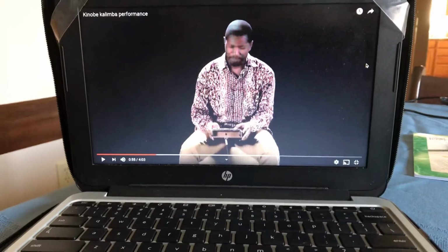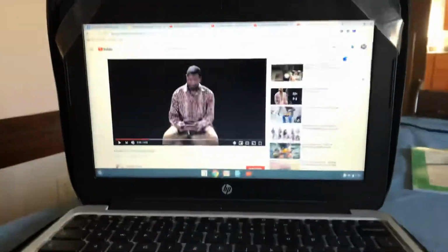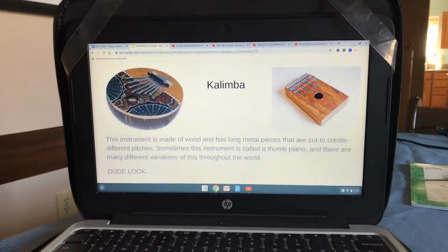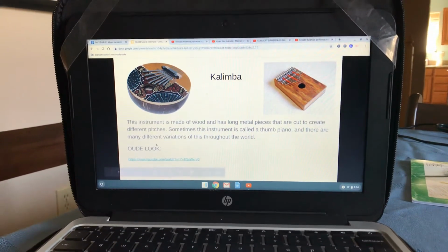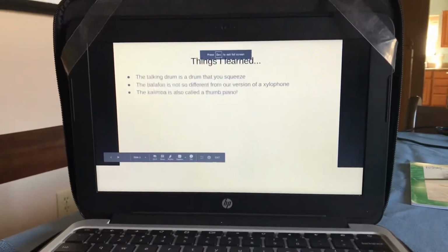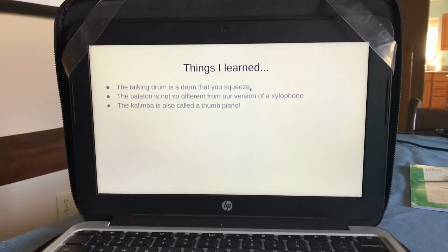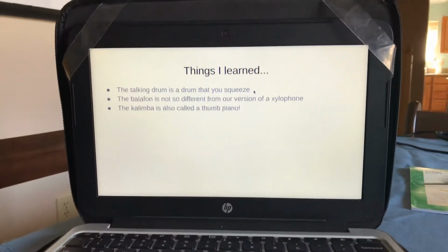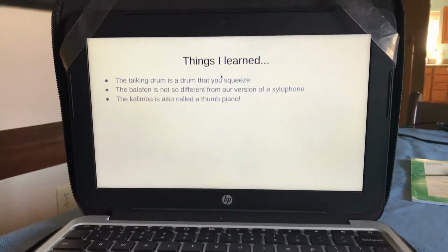I just think that instrument is super cool. Like I said, your research or what you share should be a little bit deeper than what I am sharing. I just did this quickly so that I could share with you what I'm expecting. And then my final slide here is just the things that I learned. So the talking drum is a drum that you squeeze. That's not normal. Usually when you think of a drum, you think of something that you hit. So that's kind of cool that you are hitting and squeezing it.